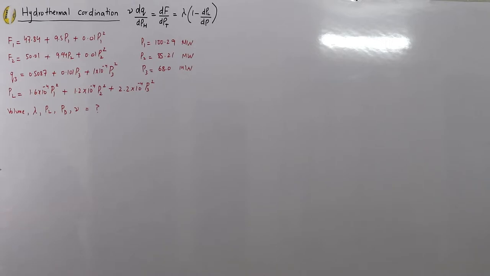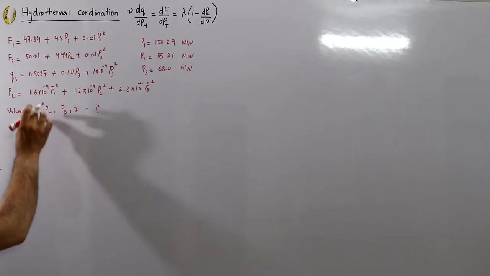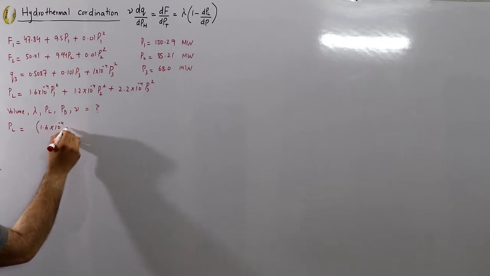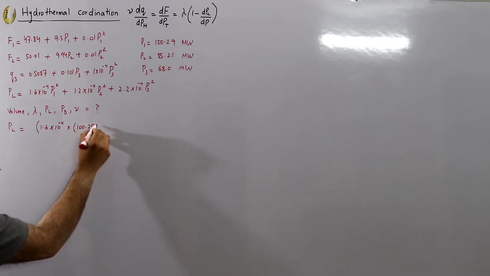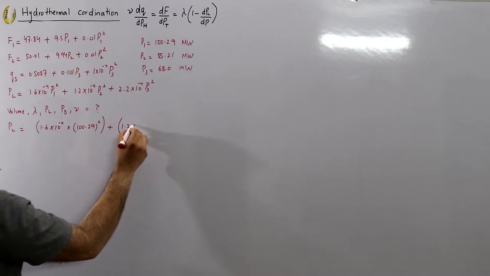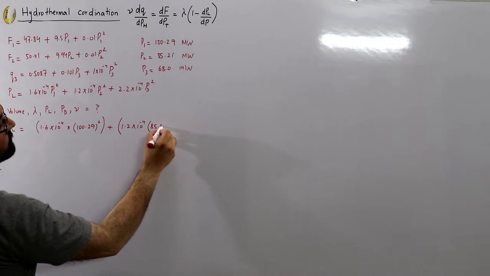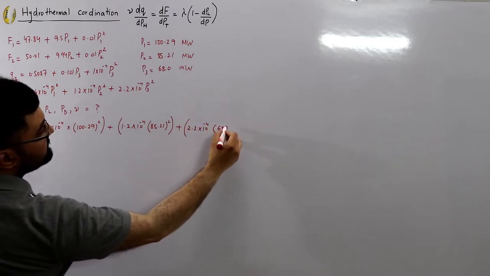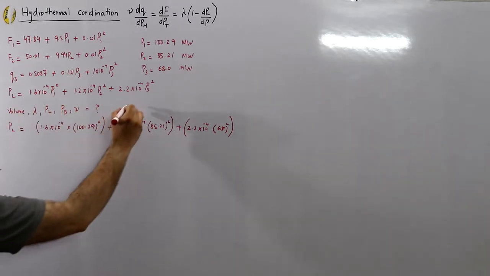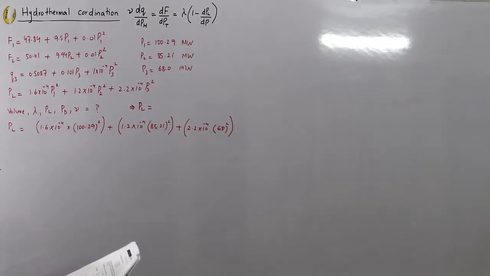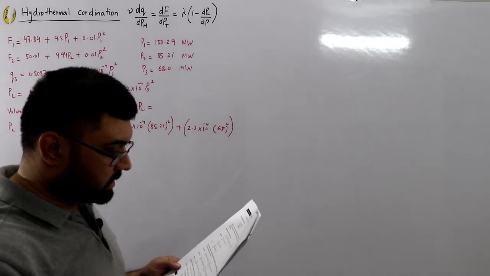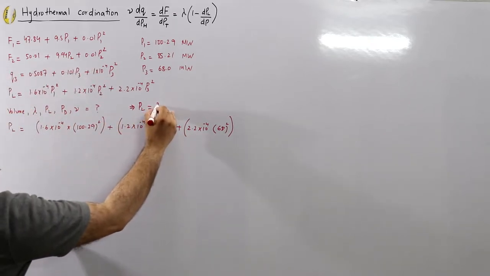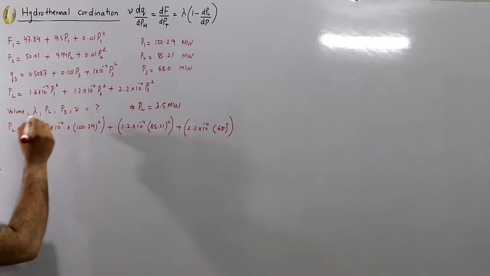So first of all, the power loss you can directly calculate by this formula, because each and everything is given. You have 1.6 into 10 to the power negative 4 multiplied with P1 squared, so 100.29 whole squared, plus 1.2 into 10 to the power negative 4 P2 squared, so 85.21 whole squared, and finally plus 2.2 into 10 to the power negative 4 P3 squared, which is 68 squared. From here you've got your power loss, which is 3.5 megawatts according to this formula.